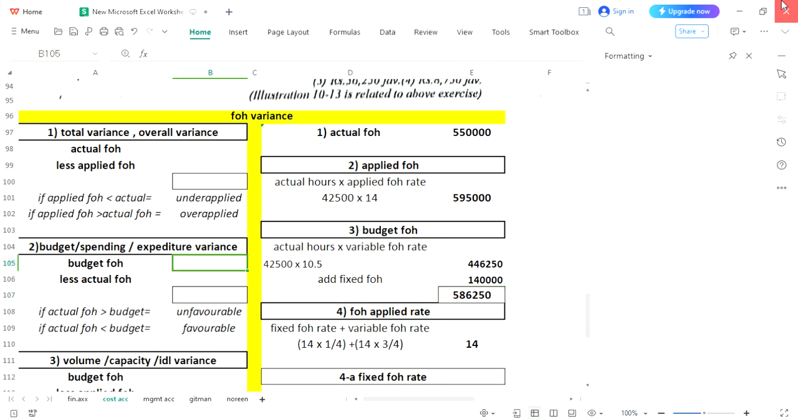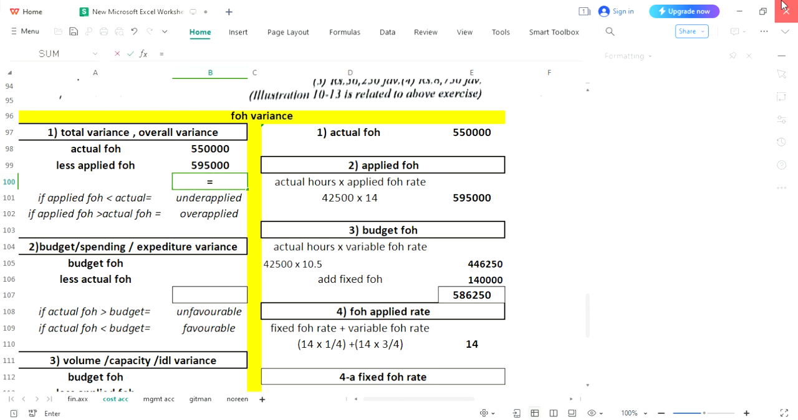Okay, come over here and now we will be able to calculate all our variances. Three variances were written over here. Actual FH we need here. Highlighted area, please focus upon that. We have actual FH which is 5,50,000, put over here. Then we need applied FH, and here in the highlighted area, applied FH was calculated by applying the formula actual hours multiplied by applied FH rate. Amount was 5,95,000. Now it's time to calculate the variance by taking the difference of actual and applied.